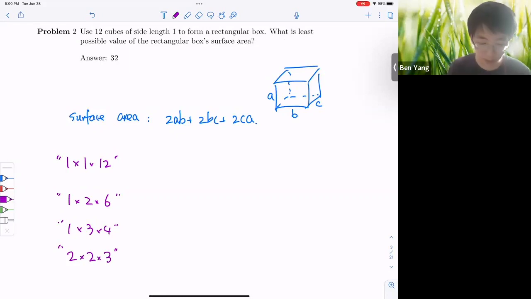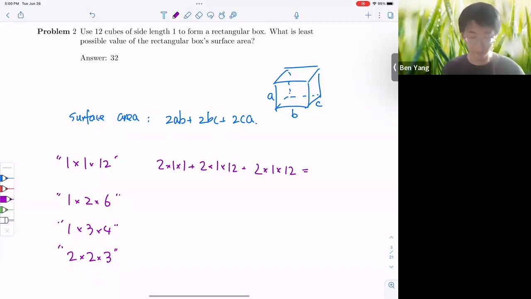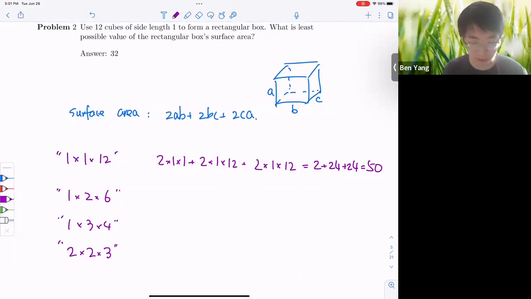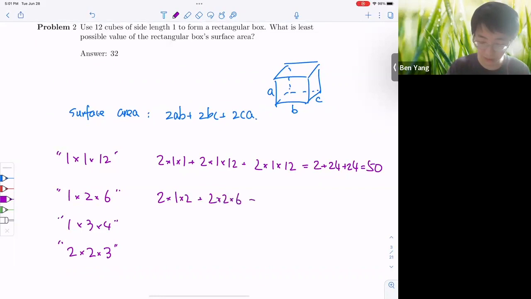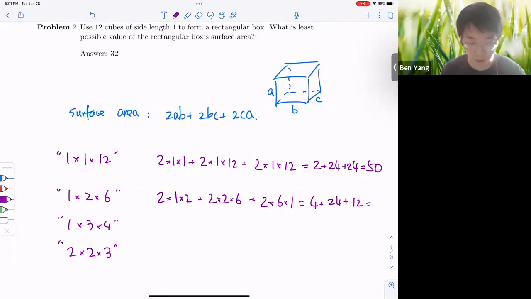So for the first one, we have 2 times 1 times 1, 2 times 1 times 12, and 2 times 1 times 12. Okay, so that's 2 plus 24 plus 24, and that's 50. And for our second rectangular box, we have 2 times 1 times 2, 2 times 2 times 6, 2 times 6 times 1, and that's 4 plus 24 plus 12, and that's 40.